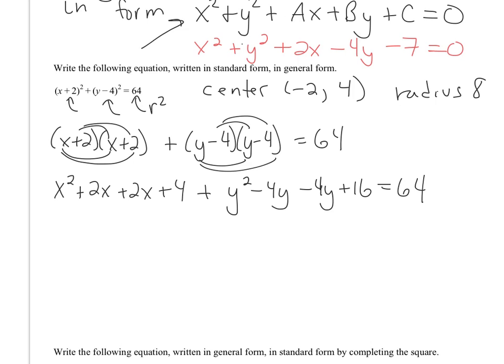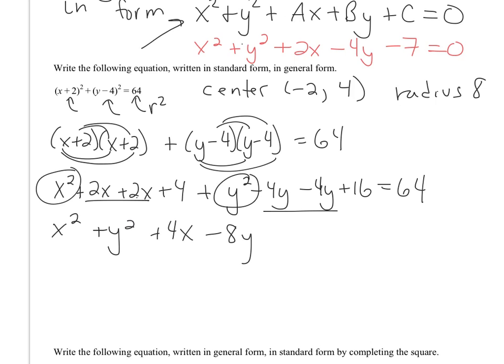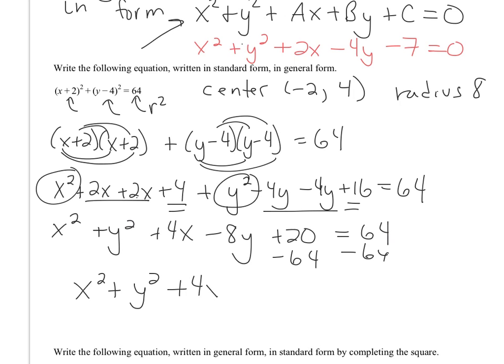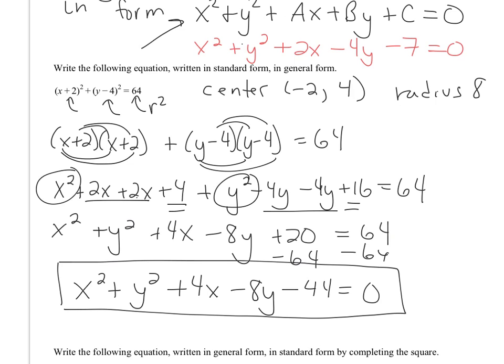And then if I put some stuff together, I have x squared plus y squared, those are these guys. I have 4 x's, those are those guys. I have -8y. And then I have 4 and 16, which is 20, equals 64. And then I'll simply move the 64 to the other side to get it in general form. So x squared plus y squared plus 4x minus 8y minus 44 equals 0. So this is the general form of this circle.